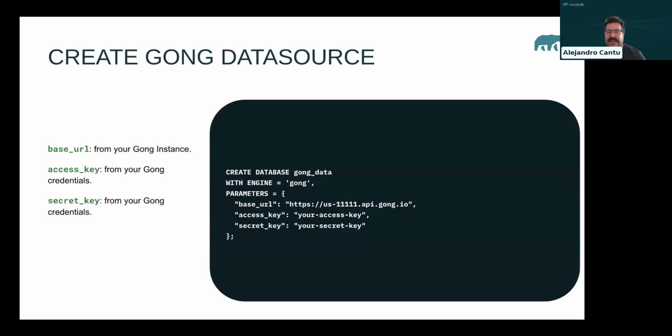So how do we add them? We're going to create a database. We have a new engine called Gong. Basically there are three parameters that you're going to have to get from your Gong credentials: the base URL, the access key, and the secret key. With MindsDB, just add these parameters, hit Shift Enter, and there you go. You have all the data of your Gong system inside of MindsDB, and you can start querying it as a table.